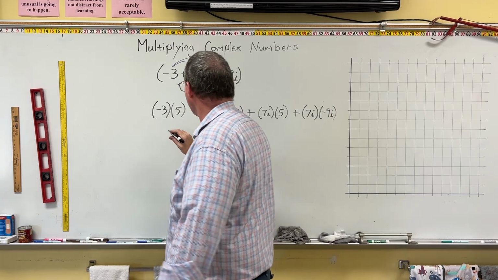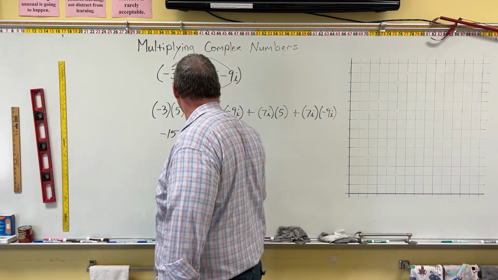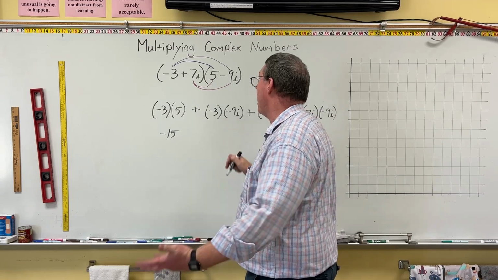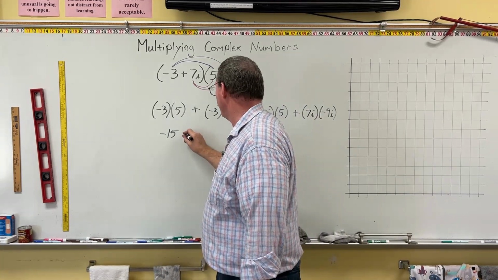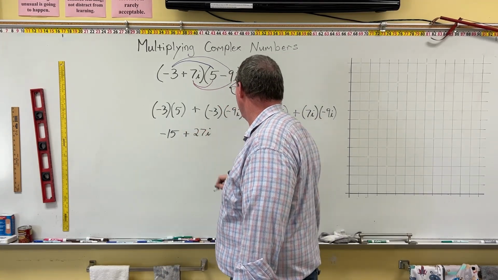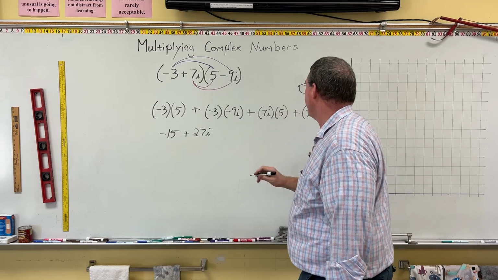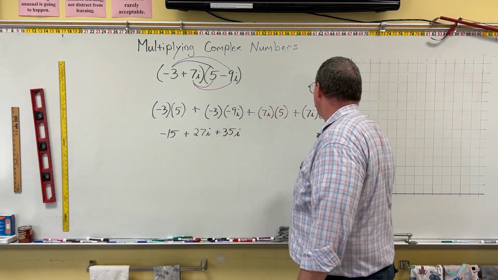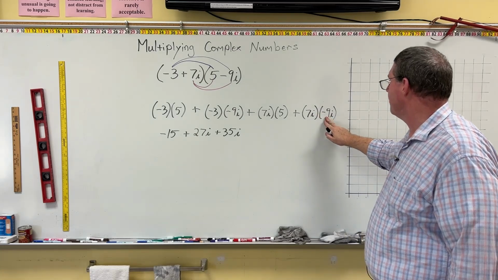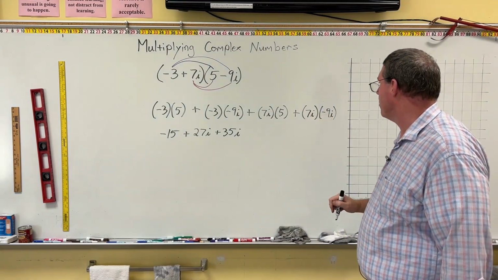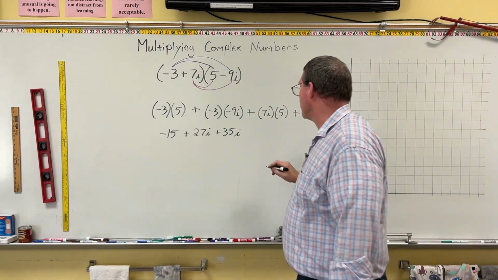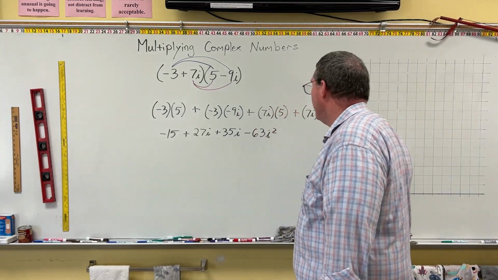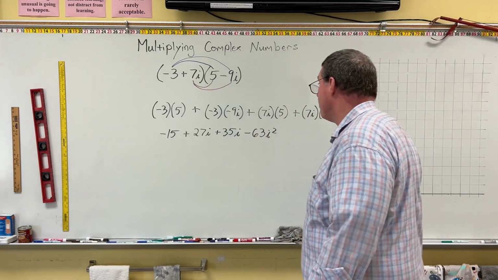So negative 3 times 5, that's easy. Negative 15. Negative 3 times negative 9i, negative 3 times negative 9 is positive 27 with an i, so plus 27i. 7i times 5 is 35i, so plus 35i. And then here, 7i times negative 9i is negative 63, and i times i is i squared, so minus 63i squared.